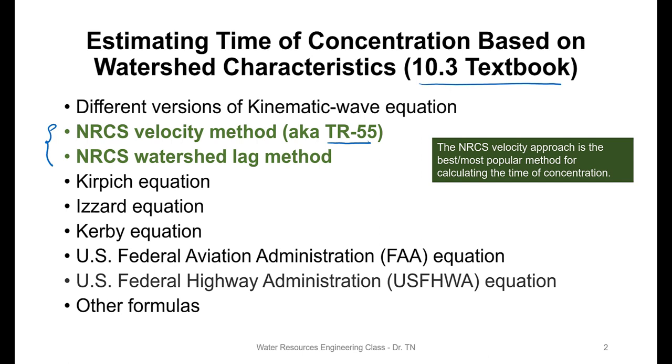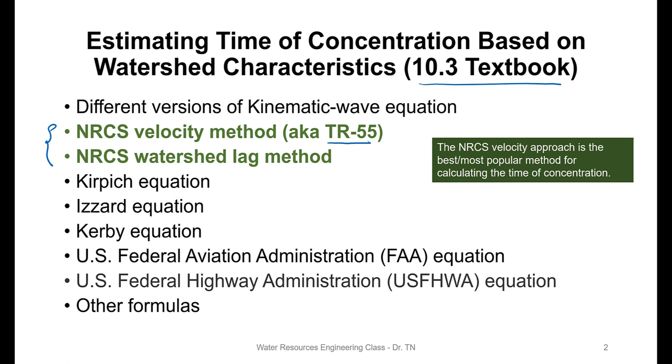And the NRCS watershed lag method is developed for watersheds that you don't have a lot of detailed information about, and you want to calculate time of concentration based off very simple characteristics of a watershed, such as slope and length of the river, for example. Okay, so in this video, I'm going to talk about the two NRCS methods, TR-55 and the lag method.